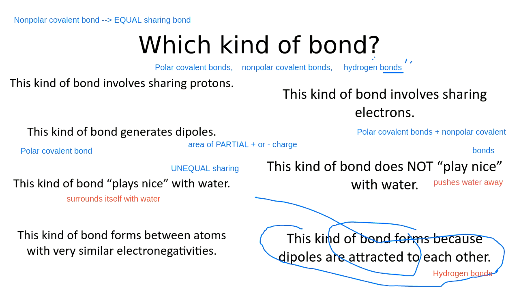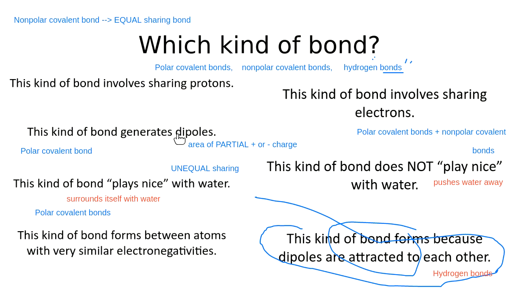So when I talk about the kinds of bonds that I'd find in compounds that do play nice with water, what did we think on that one? Who plays nice with water? Yeah, those polar ones. Polar covalent bonds. Those are in compounds that play nice with water. The reason they play nice with water is because they have dipoles.